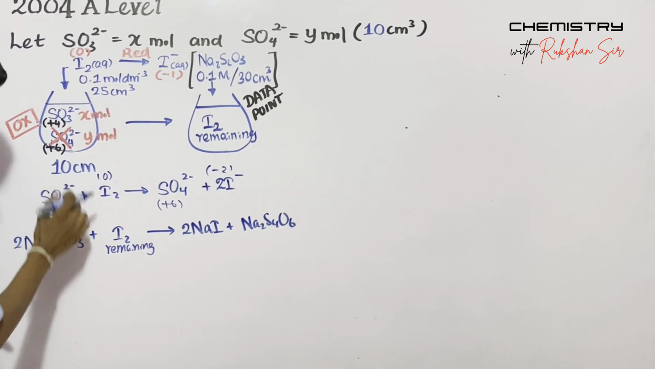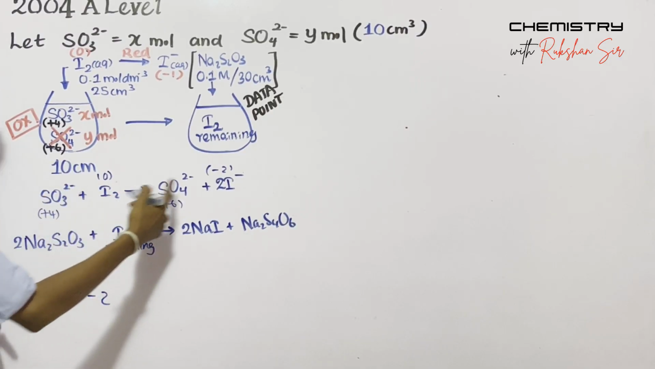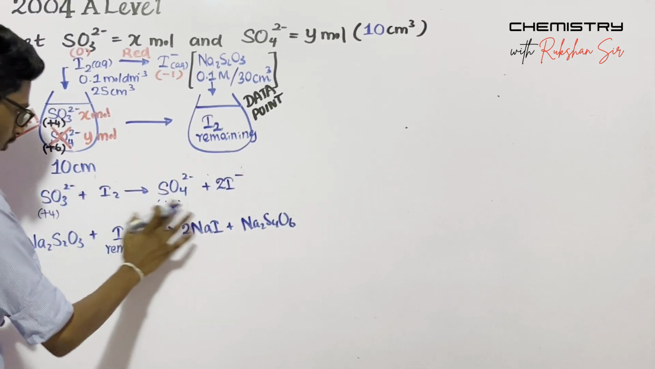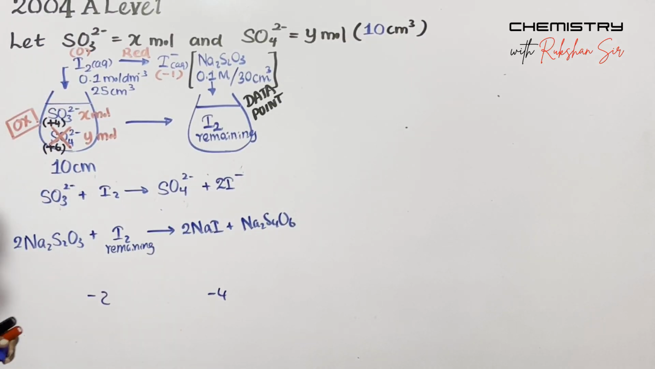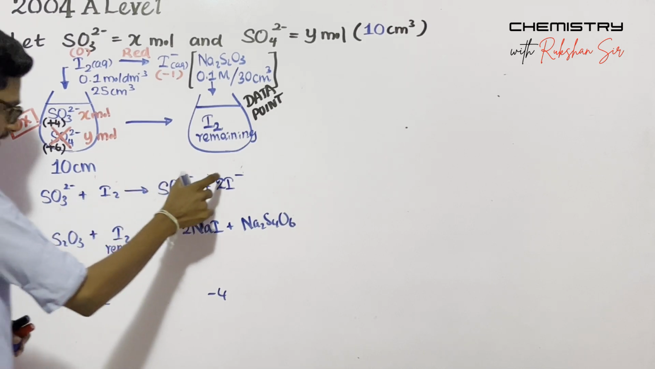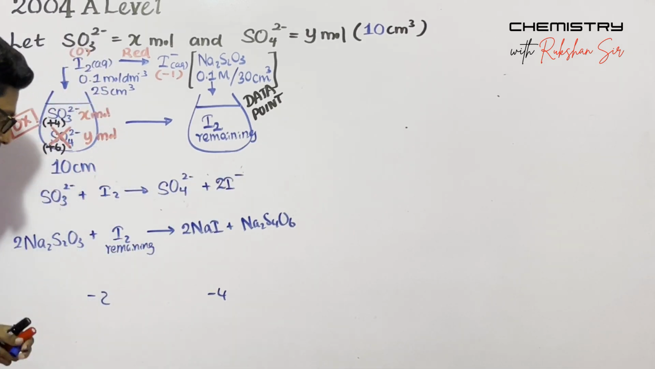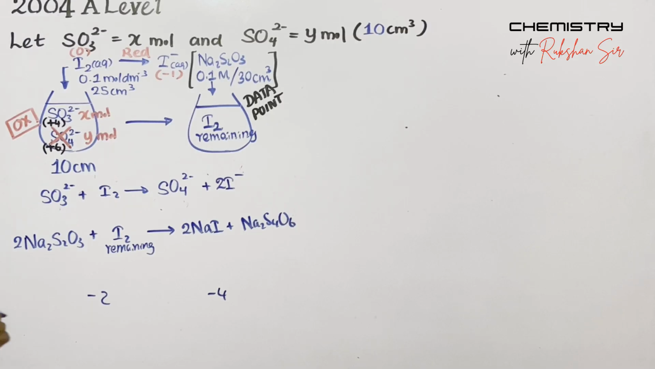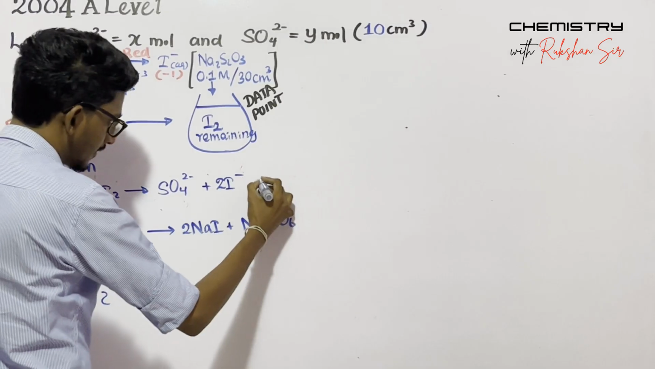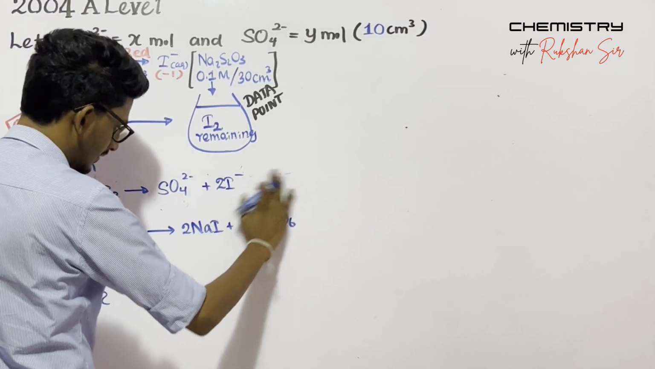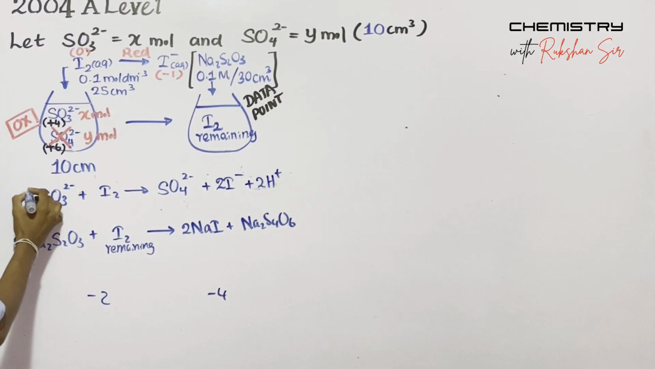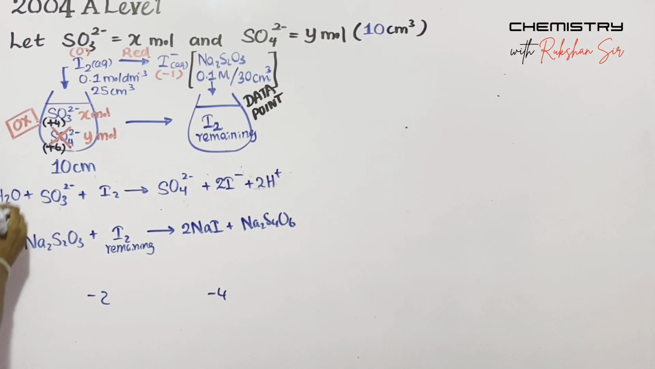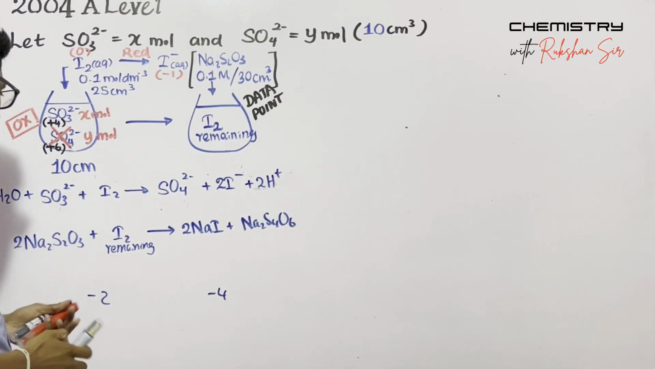Then the charge balancing: minus 2 appears at this side, and at this side it is minus 4, no? So minus 2 here and minus 4 here. So we can think of an acidic medium balancing here, right? So 2 of H pluses are needed here, and some water molecules here. That is how that equation is balanced, right?